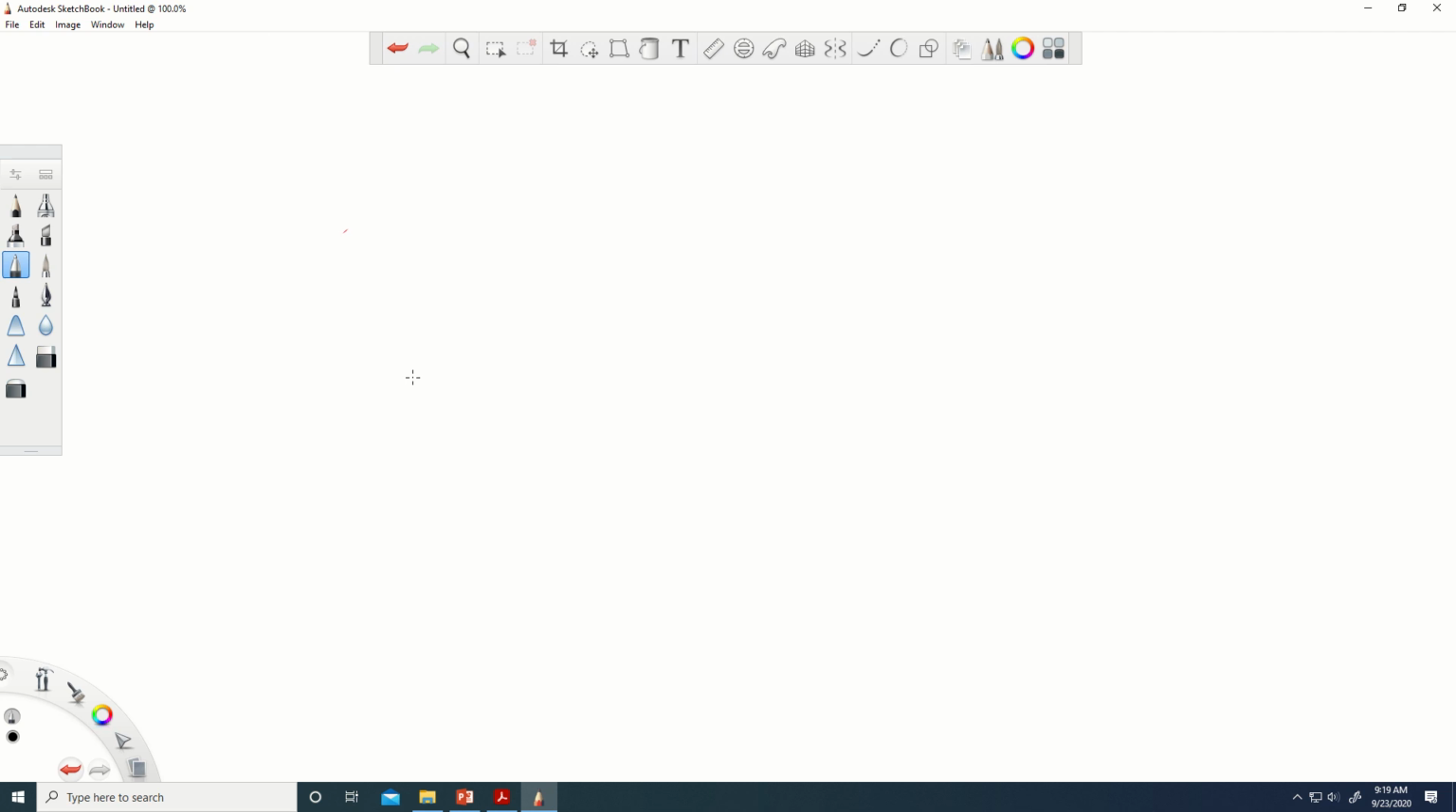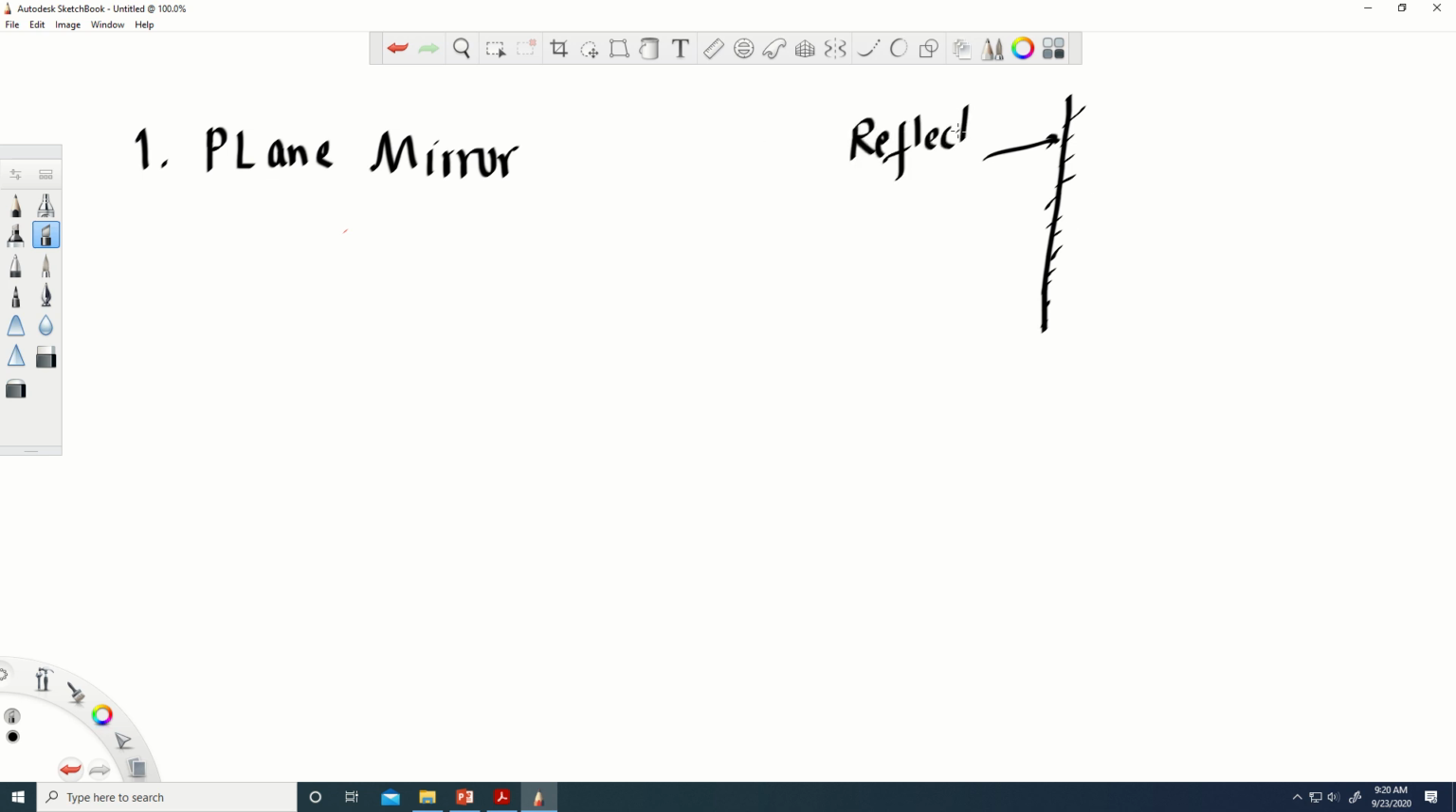So we have two types of mirrors. Actually, three types of mirrors, I should say. We have plane mirror, which we already saw last time. So it's just a straight plane mirror, smooth straight mirror. So that's the reflecting surface, and this is the non-reflecting surface.